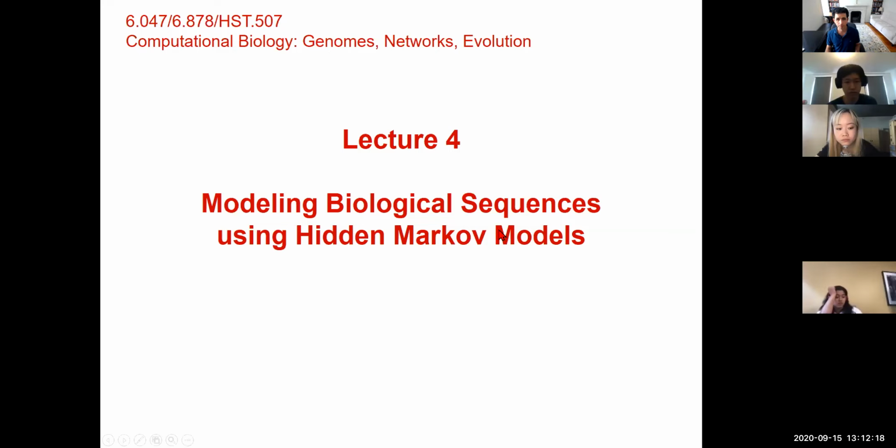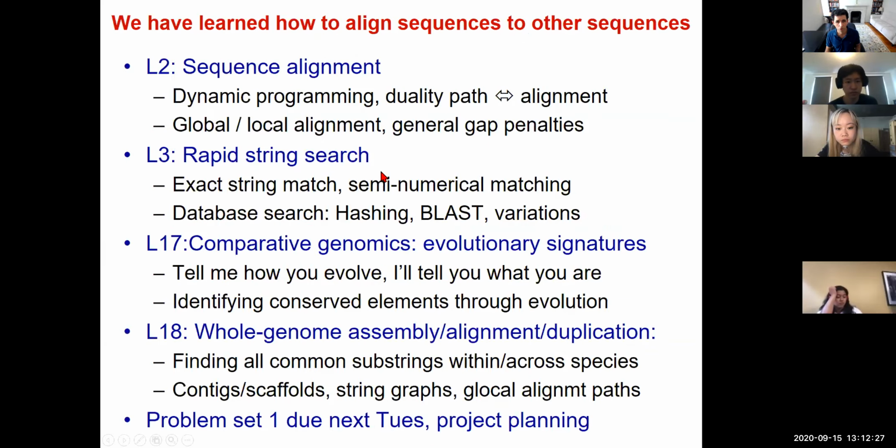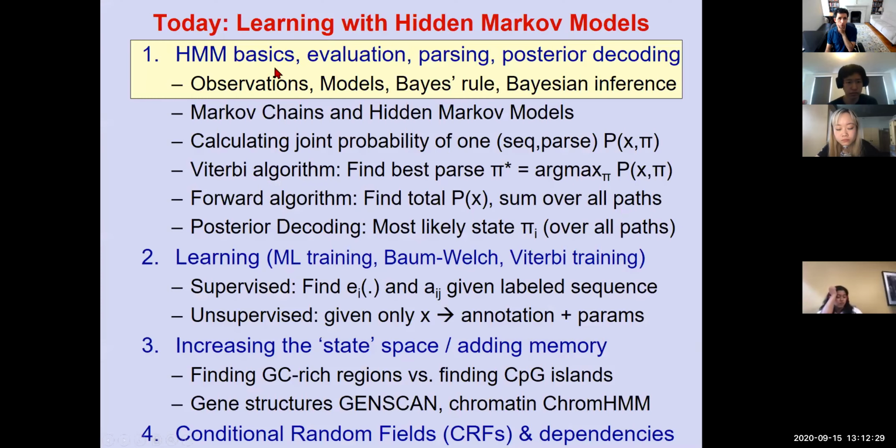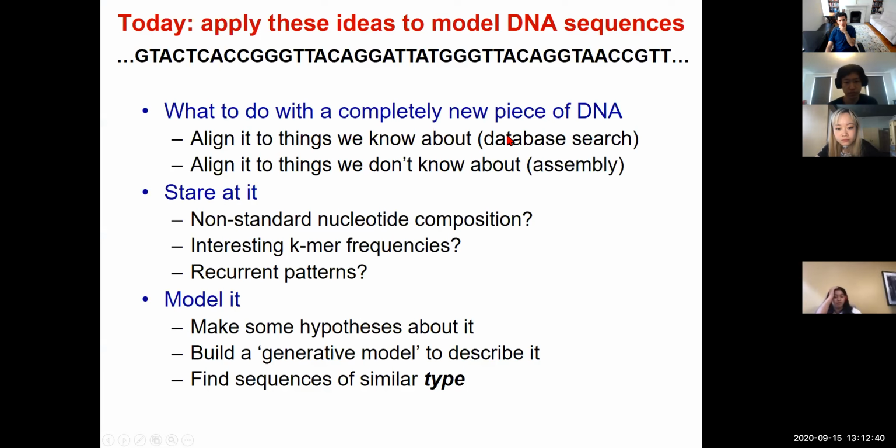Okay, cool. So today is lecture 5, and it's the second half of modeling biological sequences with hidden Markov models. Just to recap where we were: last time we covered HMM basics, evaluation, parsing, and posterior decoding. We looked at observations, models, Bayes' rule, and Bayesian inference. Basically, the key idea is that we're now going to be able to model rather than just simply align.